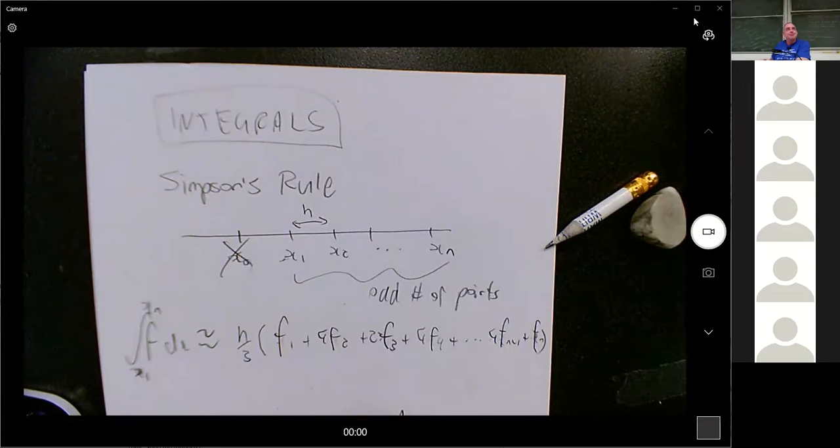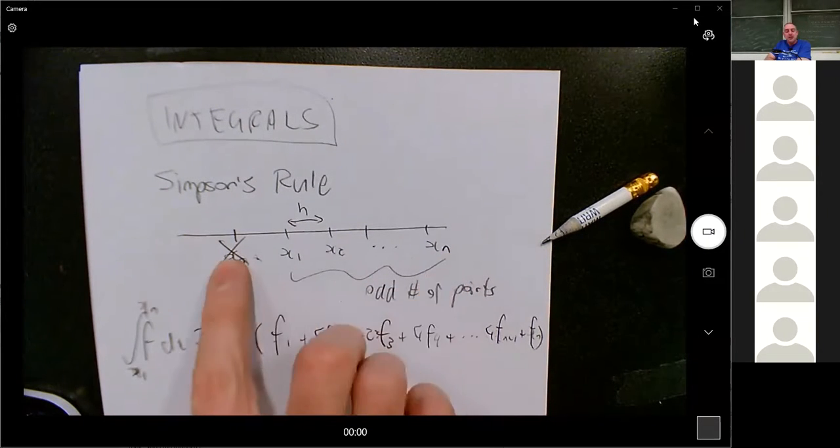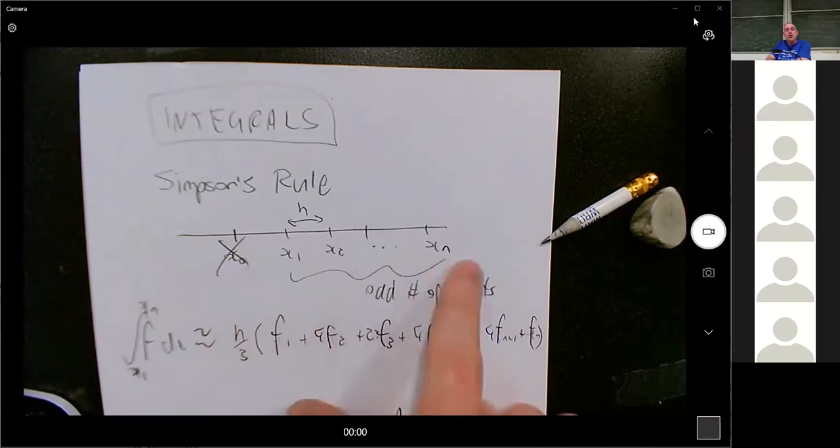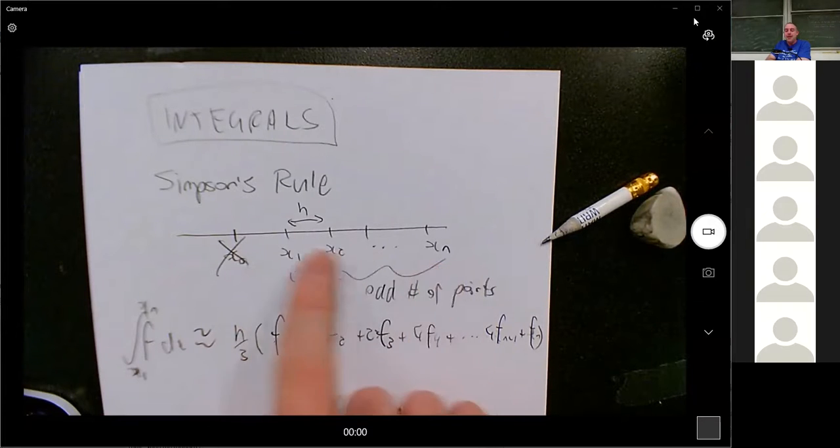Integrals, yay. We have now, through the help of people looking at their notes, discovered that Simpson's rule goes like this. In this course, you start at x1 and go to xn, and not starting at x0. And there have to be an odd number of points for Simpson's rule to work. And the gap between them is h.